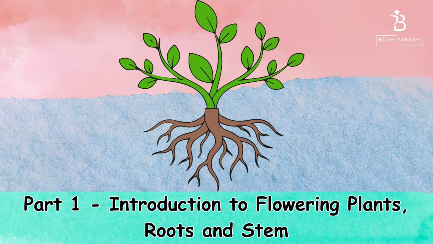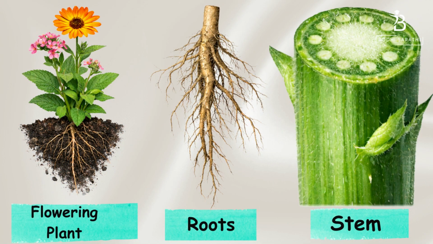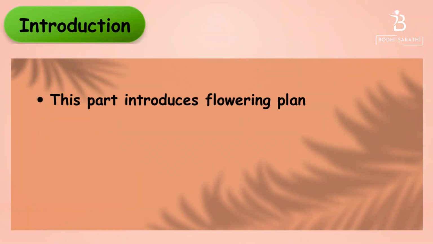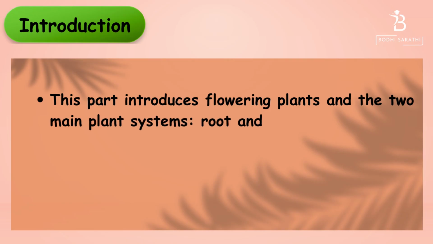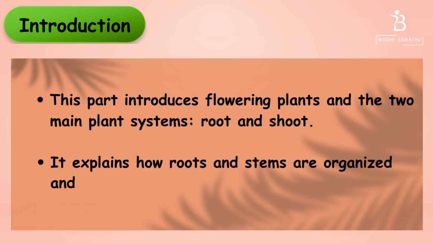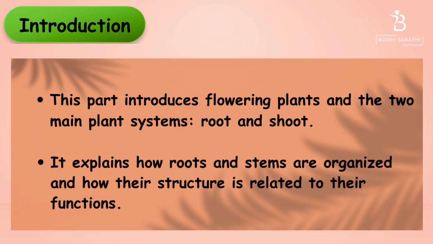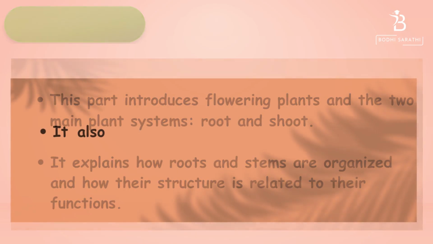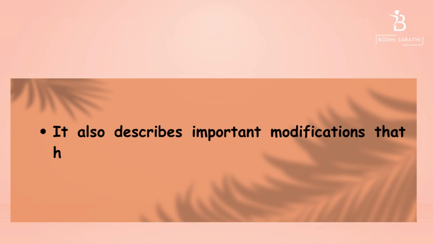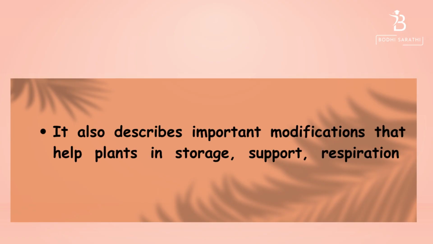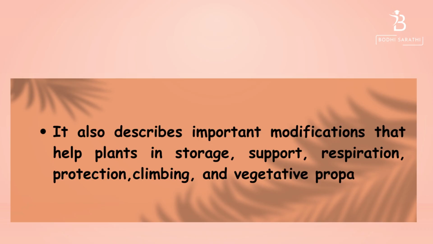Introduction to flowering plants, roots and stem. This part introduces flowering plants and the two main plant systems, root and shoot. It explains how roots and stems are organized and how their structure is related to their functions. It also describes important modifications that help plants in storage, support, respiration, protection, climbing and vegetative propagation.